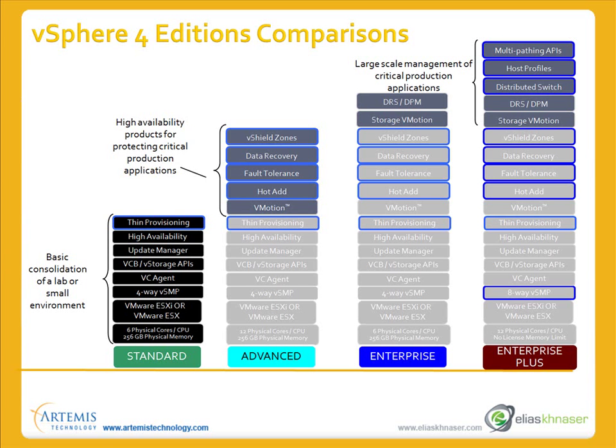And then the more you move to the left, the less features you get with a different version. So with the Advanced, you'll go up all the way to vShield zone, so you'll lose storage vMotion and DRS. And then you have the standard version, which takes you all the way up to high availability and thin provisioning. So this kind of gives you an overview.